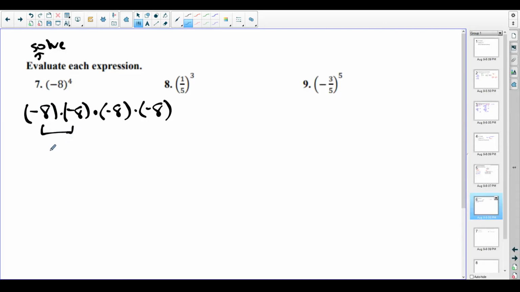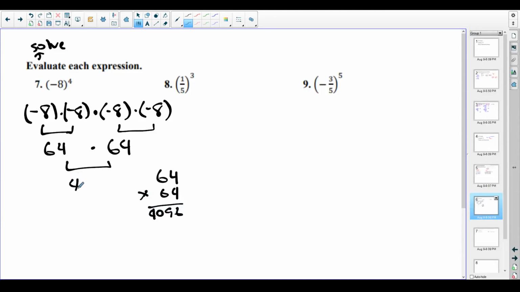So negative 8 times negative 8, 8 times 8 is 64. A negative times a negative is positive. So negative 8 times negative 8 is 64. So negative 8 times negative 8 would also be 64. Okay. Now our last step would be, what is 64 times 64? Since I always have my calculator handy, that gives us 4,096. So negative 8 to the 4th power is positive 4,096. And that is our answer.